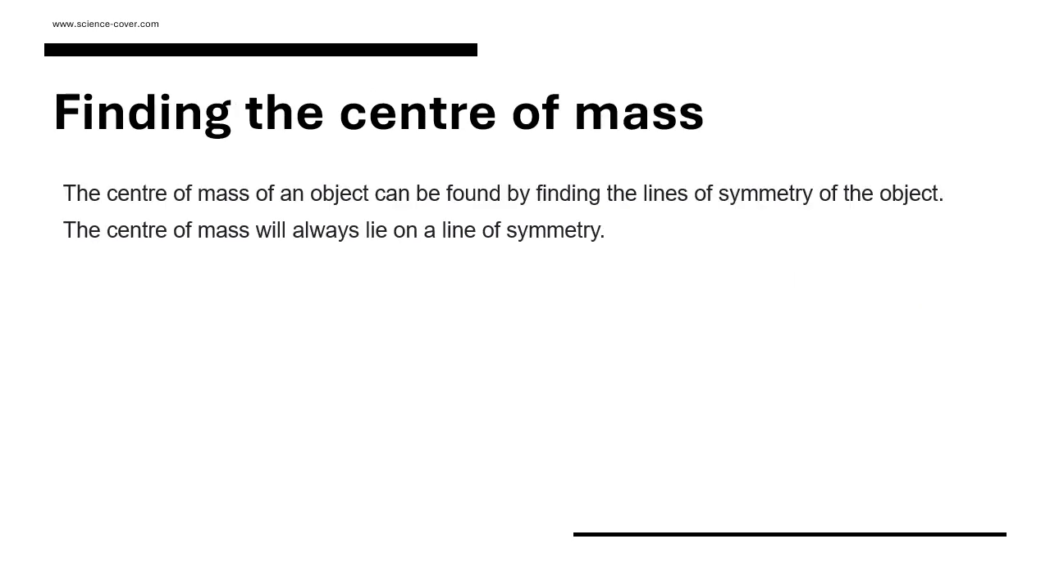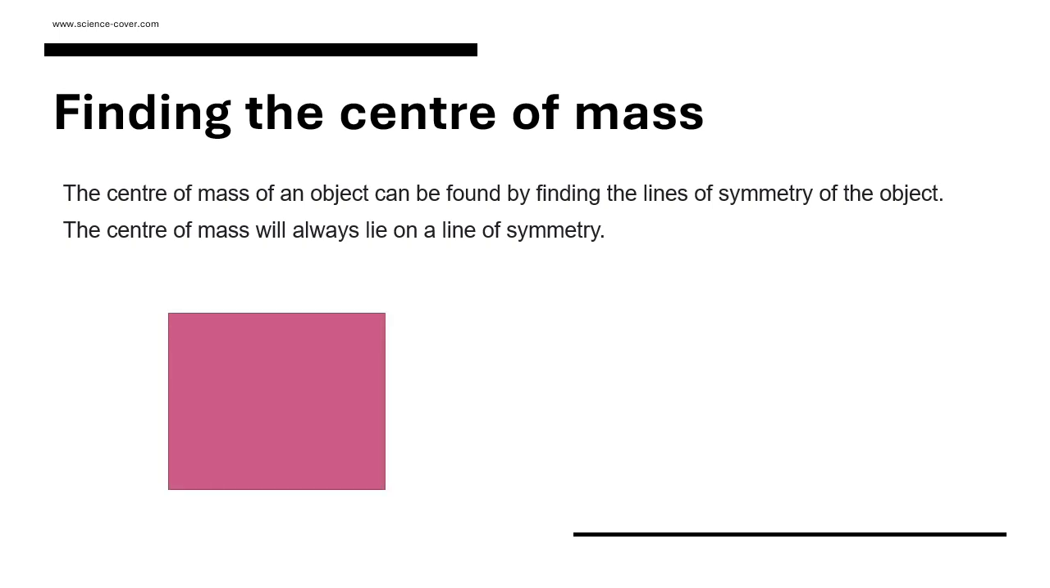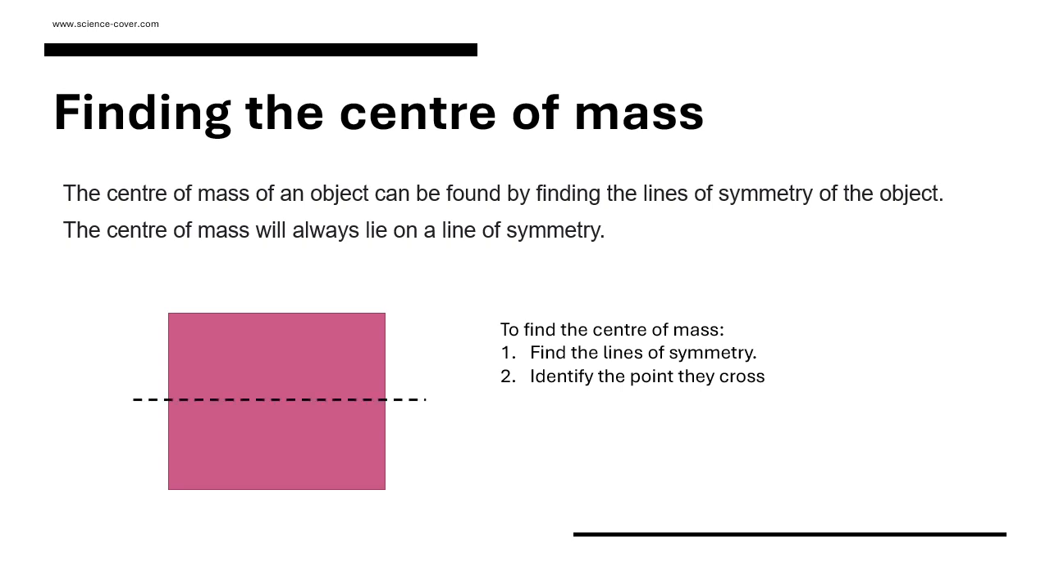The centre of mass of an object can be found by finding the lines of symmetry of an object. The centre of mass will always lie on a line of symmetry. So for instance, to find the centre of mass of this shape, I first must find some lines of symmetry. I then identify the point that they cross. So this is one line of symmetry. This is a second line of symmetry. And the point that they cross is my centre of mass.